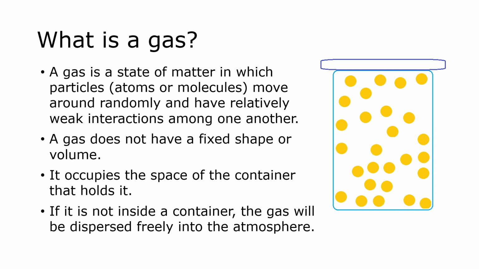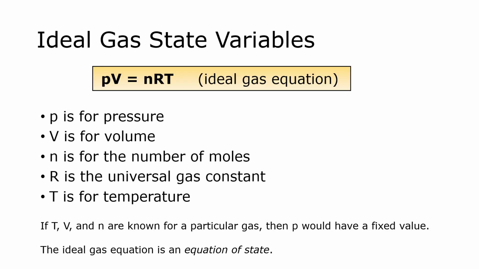So historically, there were some important experiments done with gases, and what they found is that certain variables, which we call state variables, are important when you want to describe the gas. These variables are the pressure, the volume, the number of moles, and the temperature. And the ideal gas equation is PV = nRT.